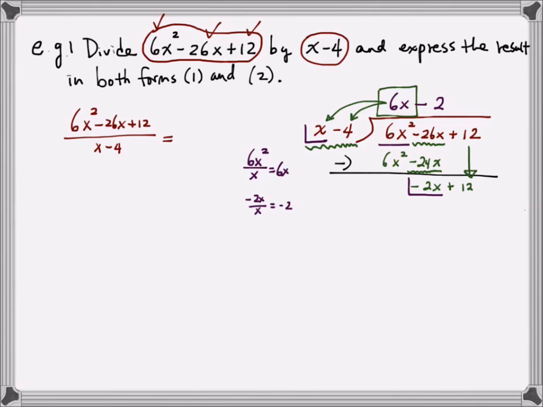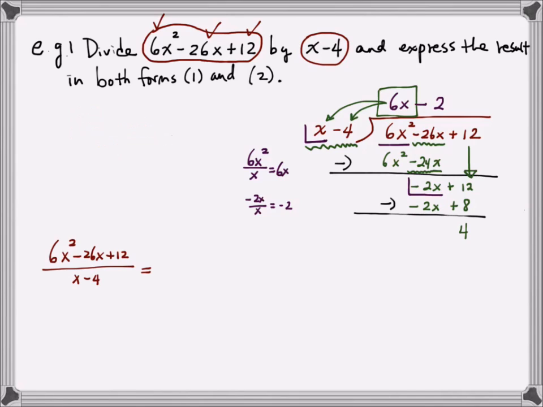Now take negative 2 and distribute it into x minus 4. I would then get negative 2x plus 8. Now subtracting those two polynomials successively gets rid of the first leading term. I'm left with 12. This means my quotient is 6x minus 2. My remainder r of x is 4.